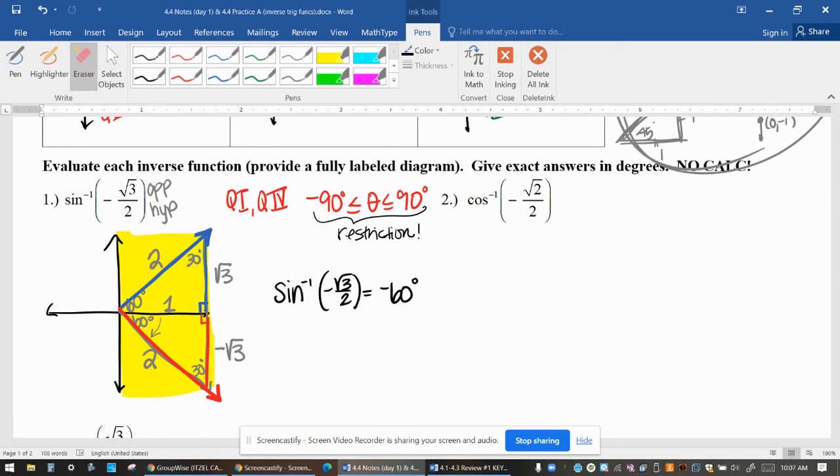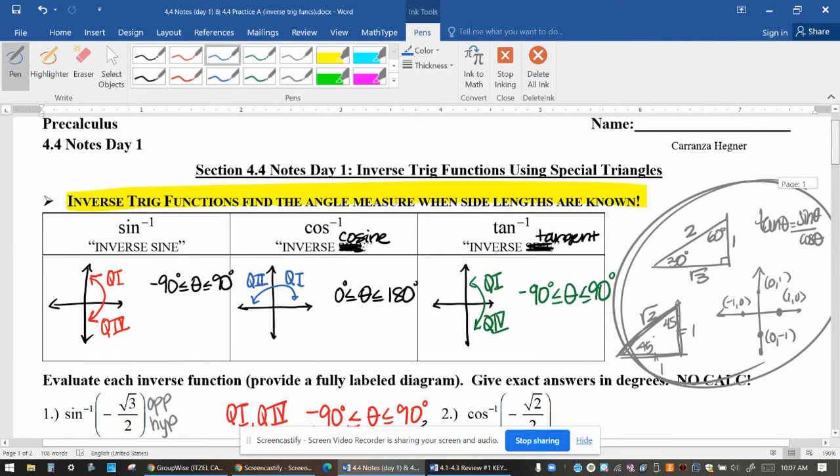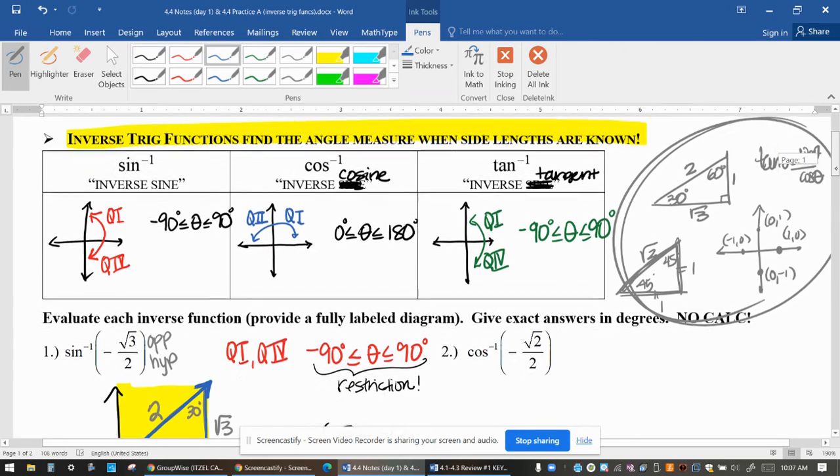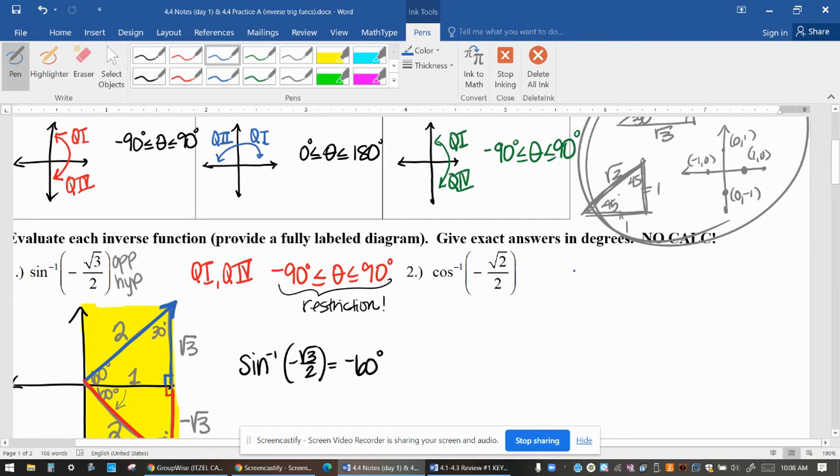All right, so the restrictions for cosine are different, right? The restrictions for cosine, if you look up here, are quadrants 1 and 2. So I am allowed to give them an angle between 0 and 180. Again, all of this stuff, all these restrictions come from the graph of the original sine function, cosine function, and tangent function. So feel free to Google it and figure out why they are restricted to these angles.